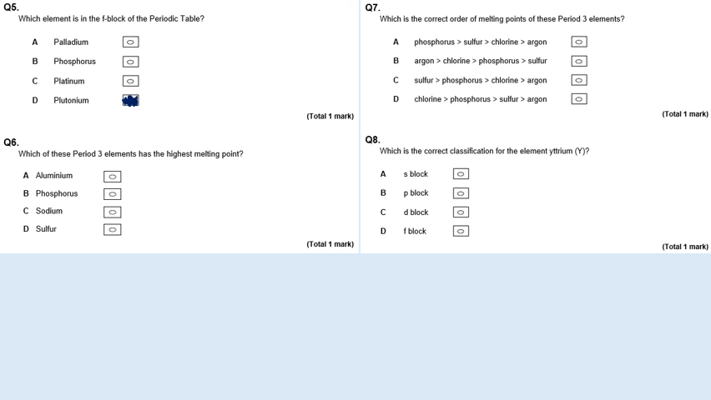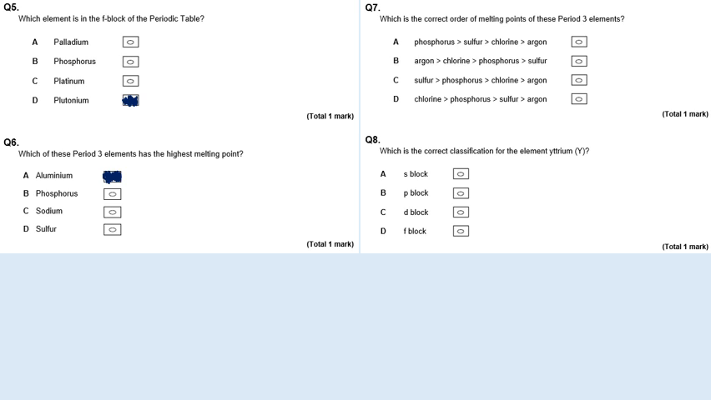And question 6, highest melting point out of those from that list. We are going to identify, well, silicon's not in there. The second highest after that is aluminium. So if silicon was there, it would have been silicon. It's not. Aluminium is the second.